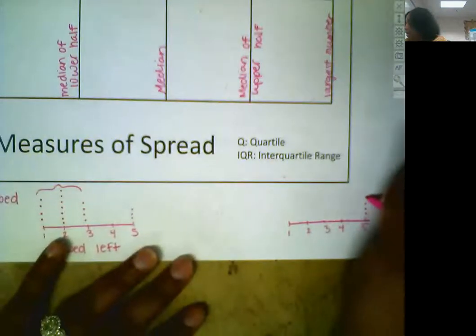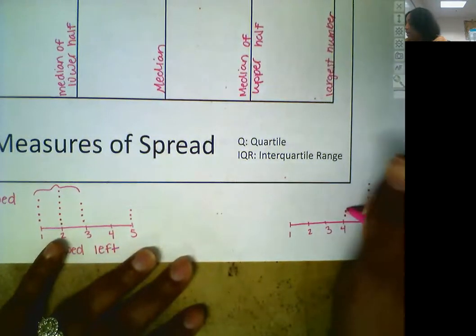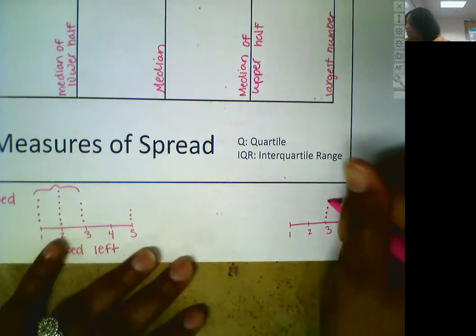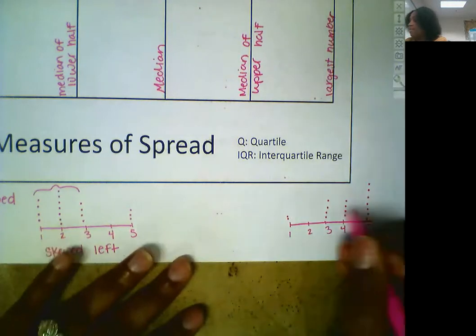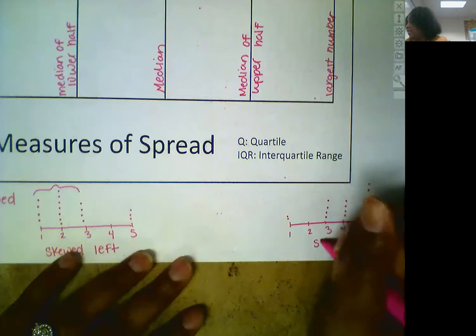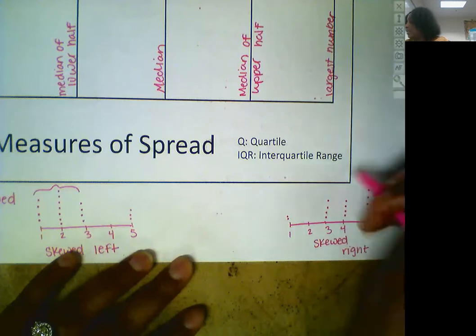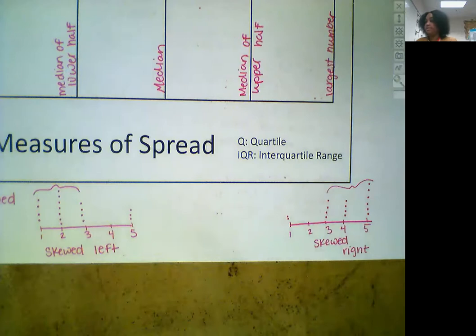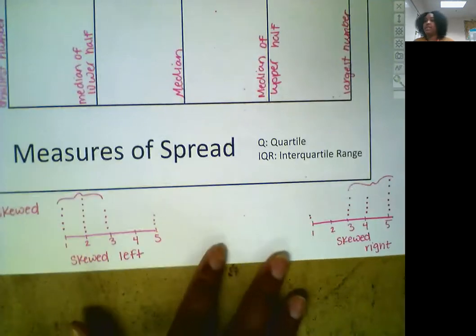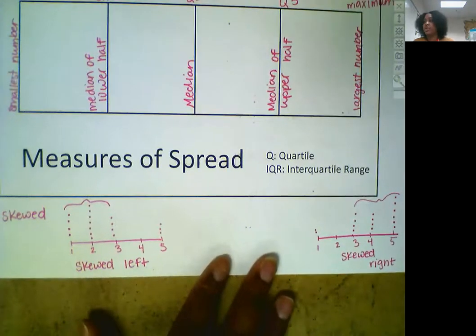Now, if it was skewed right, I would have most of my points to the right. This is skewed right. You notice most of your points are to the right of your graph. So those are just 2 extra things I want you to add to your notes.